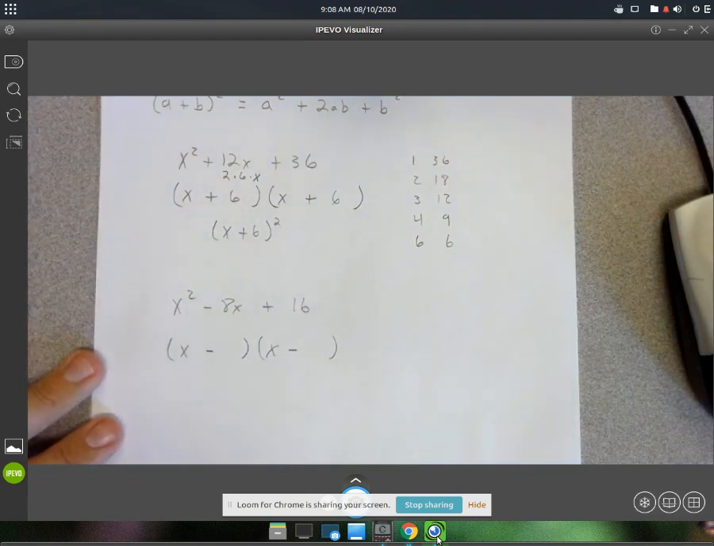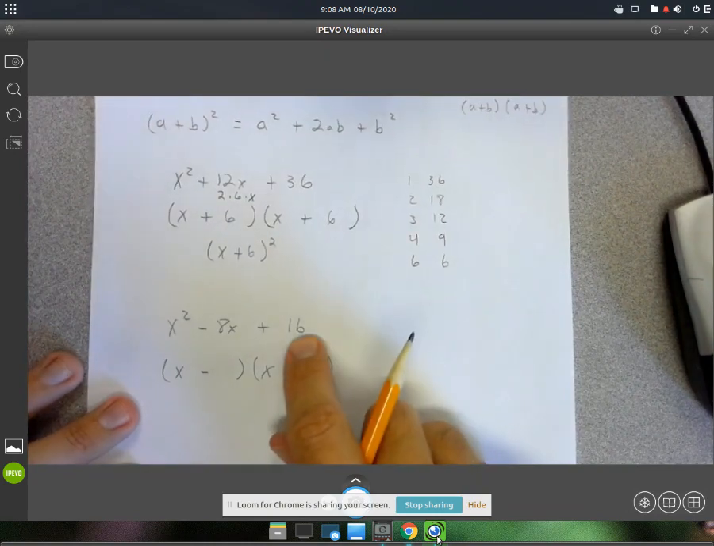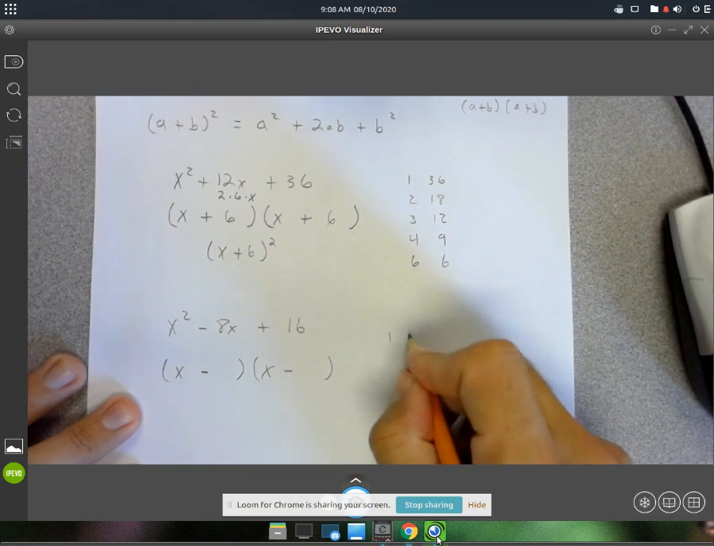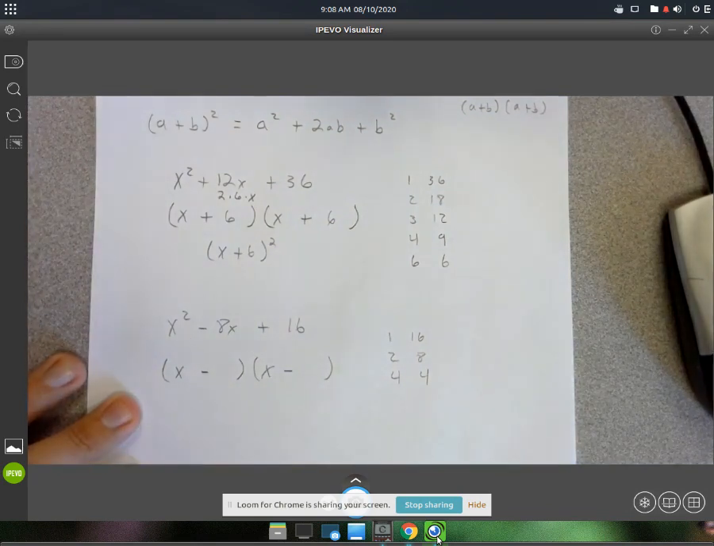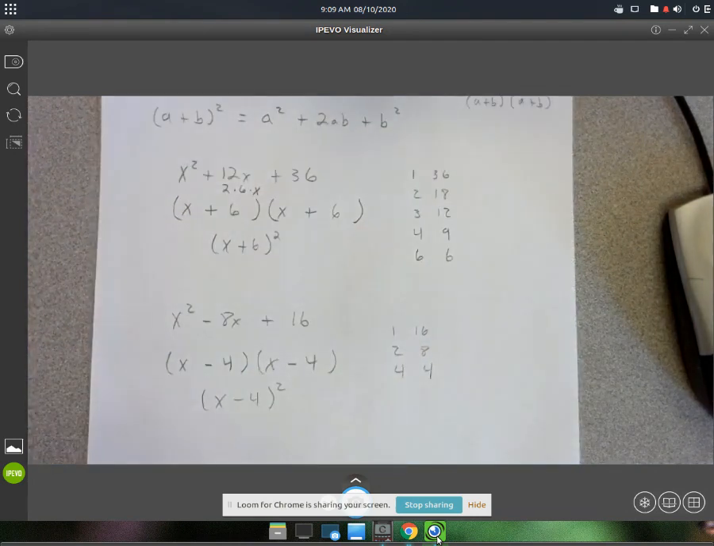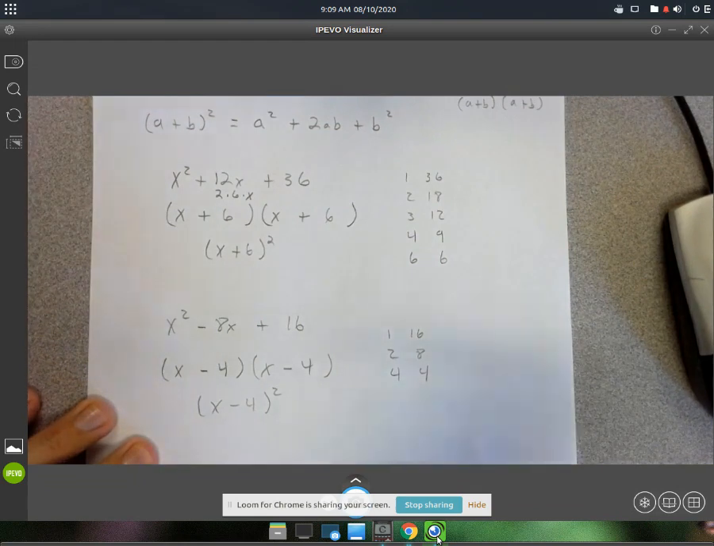All right. Now we're looking for two numbers that multiply to give us 16, and they add up to give us 8. So we've got 1 and 16, 2 and 8, and then 4 and 4. That's what does it. So these will both be 4s, which you could rewrite as x minus 4 to the second power. All right. So using the formula, you would have to think of this whole expression like this.